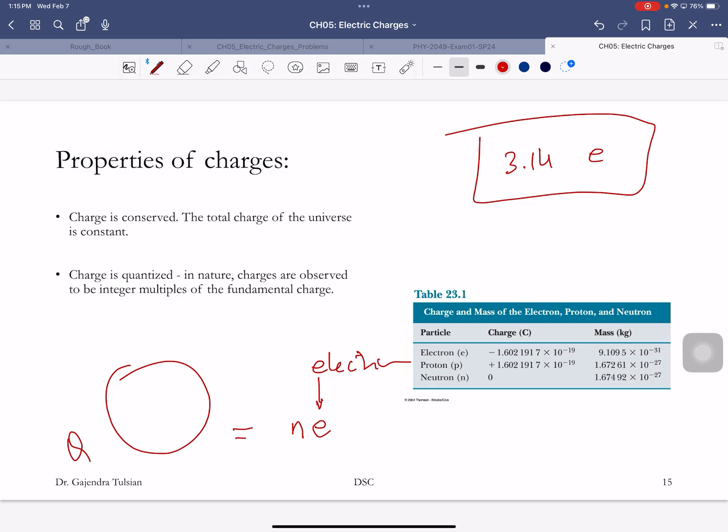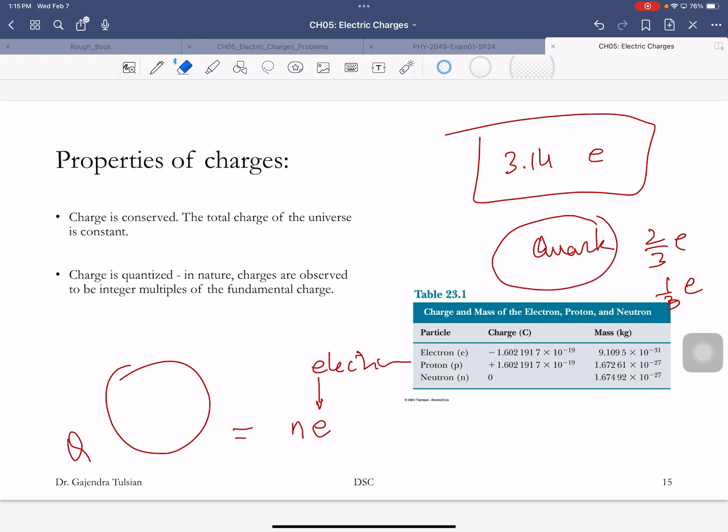Now, you will hear about, have you guys heard about quarks? Quarks have fractional charges, like one third and stuff like that, but you never see a quark by itself. You always see it in a bound state. So for instance, a proton, I believe, has 2 up and 1 down quark, and so the charges combine to give you 1 e.